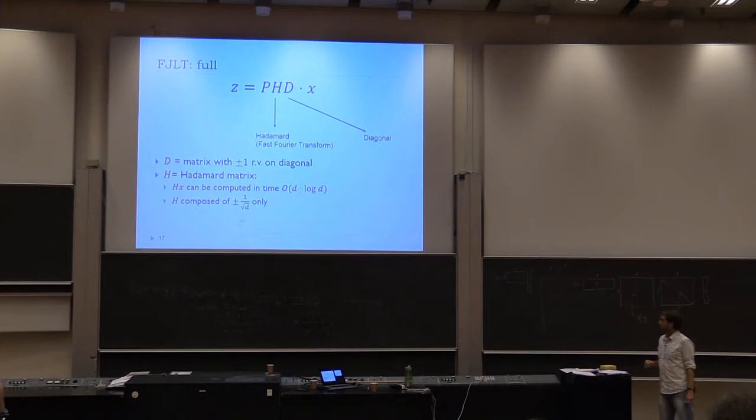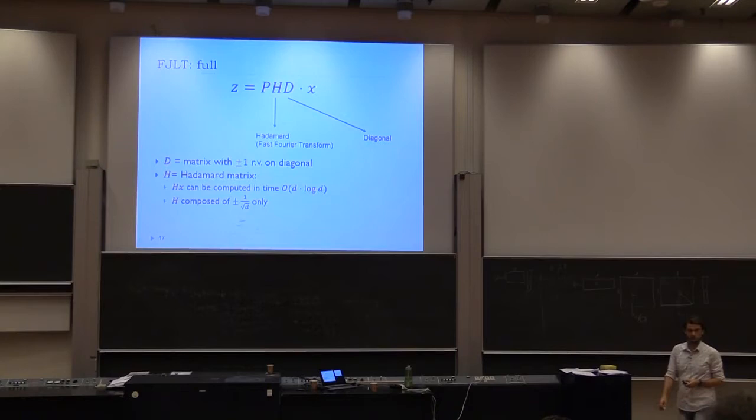The properties we need from this matrix are, first, this property, and second, that it is a basis change. If you think of this matrix as an operator in Euclidean space, it is some linear transform, essentially a rotation in Euclidean space, which preserves the norm. And finally, the most interesting part is that computing H times X can be done in d log d time. So this is the fast transform.